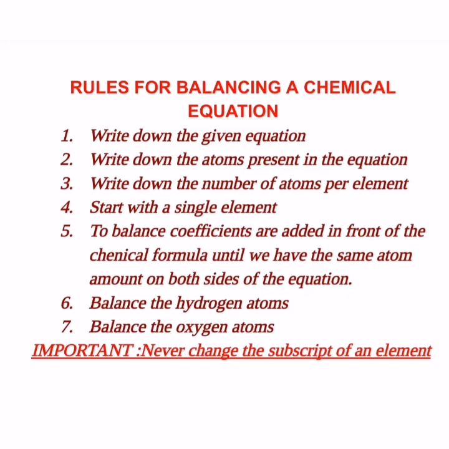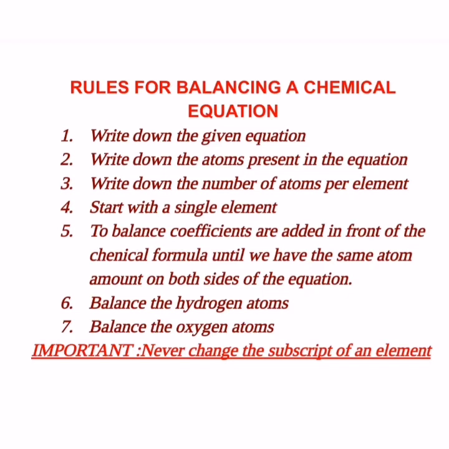The fourth step, start with a single element. First, we have to start with a single element, not with a compound or a molecule. Just find out a single atom and start with that. To balance, coefficients are added in front of the chemical formula until we have the same number of atoms. We are not supposed to change the subscript. We give the coefficients until we have the same amount of atoms on both sides, that is on the reactant side and the product side. Always save hydrogen and oxygen atoms for last. After balancing all the single elements, we balance the hydrogen atoms. Then only we balance the oxygen atoms.